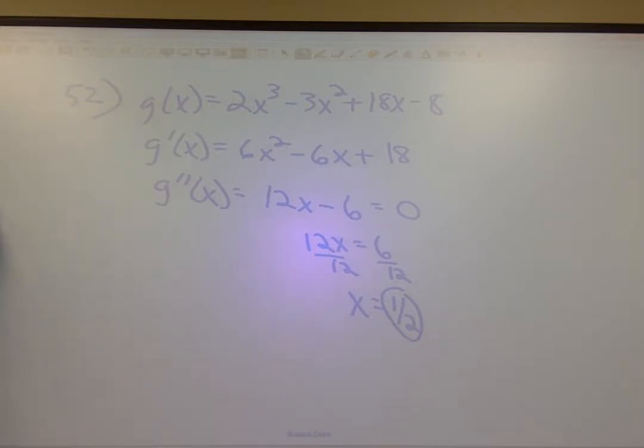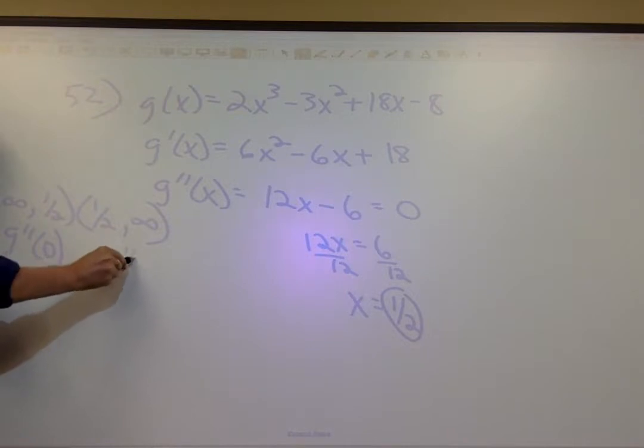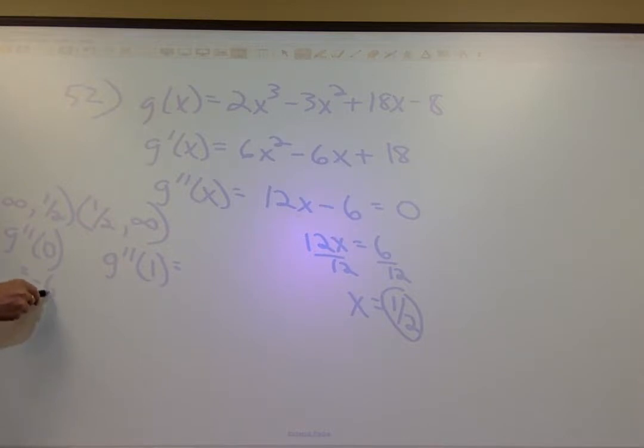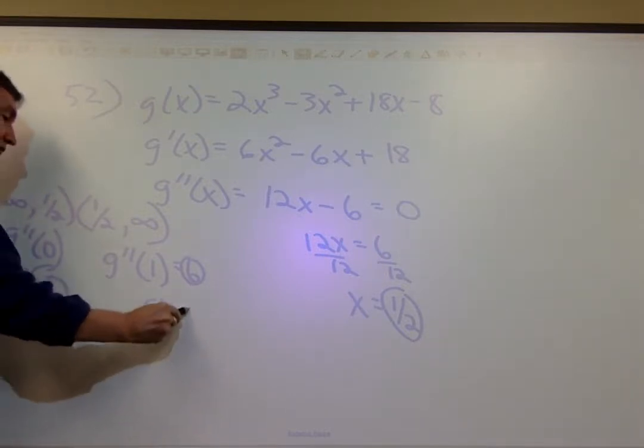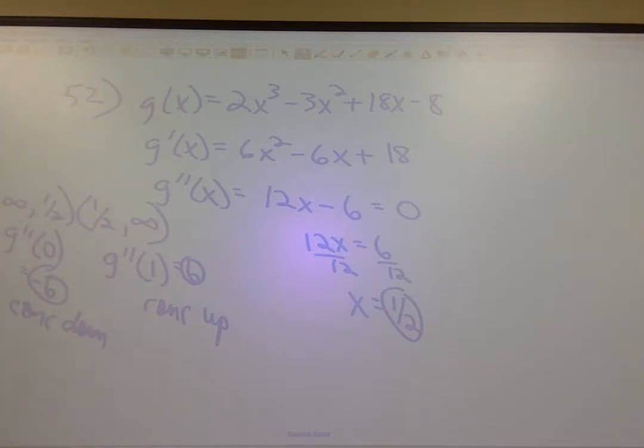So what we're saying is, if we did this correctly, negative infinity to 1/2 and 1/2 to infinity are my intervals, right? I would have to test, this would be so easy, G double prime of 0, is that okay? And test G double prime of 1. Negative 6, positive 6. So this is concave down. This is concave up. Since it switched from down to up, 1/2 is the inflection point.